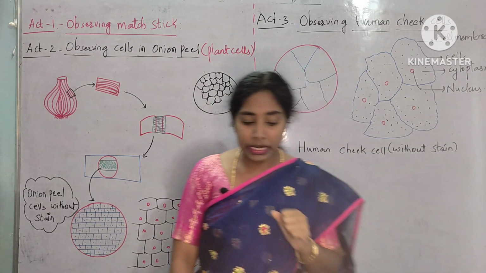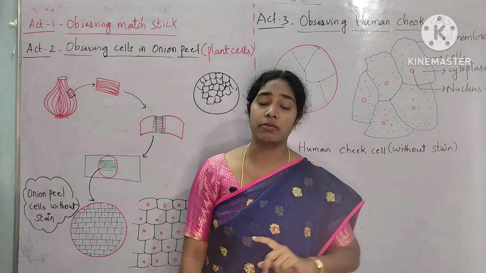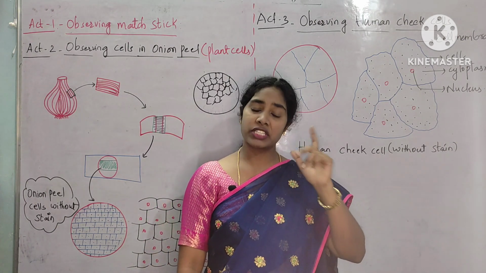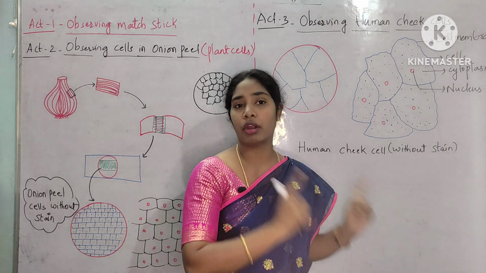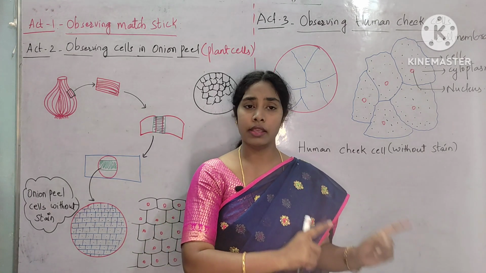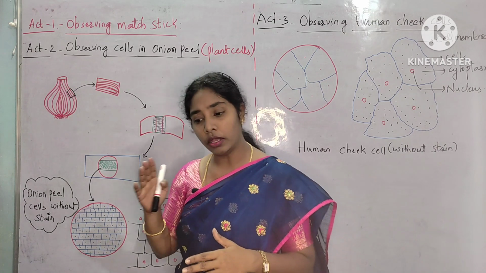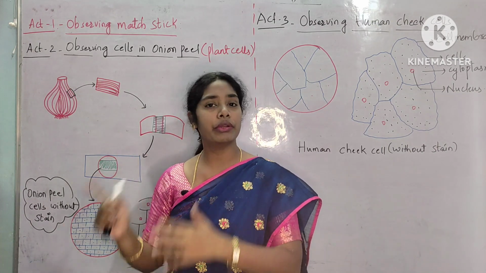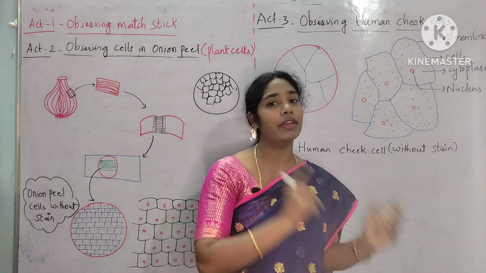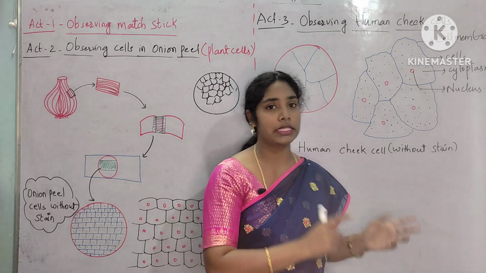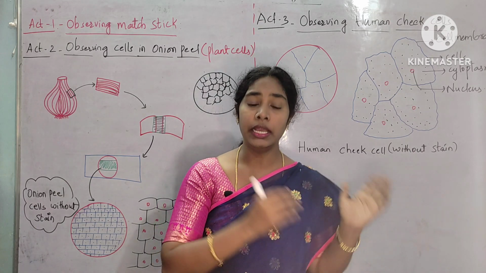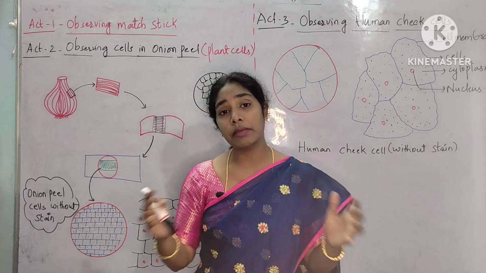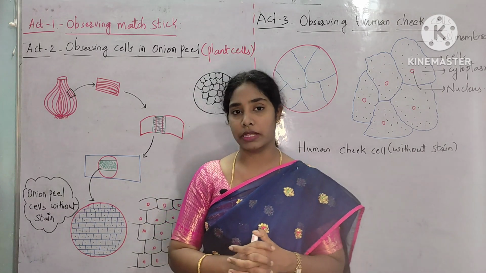If you see, the plant cell and animal cell are different. The first difference is that the plant cell contains a cell wall, while the animal cell does not contain any cell wall. Whereas in terms of similarity, the nucleus is present in the plant cell and also in the animal cell. The cell membrane is present in the plant cell and even in the animal cell. So these are the similarities between plant and animal cells.